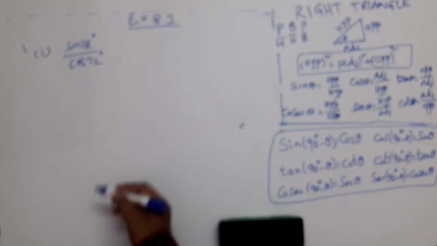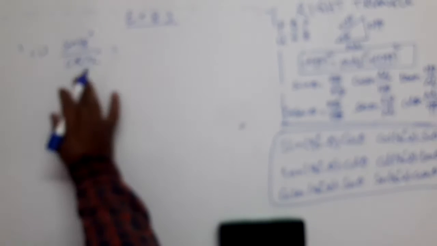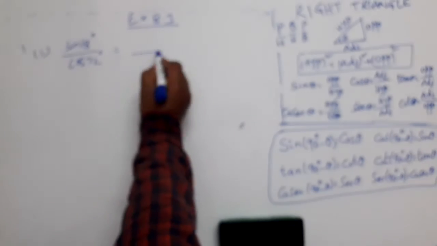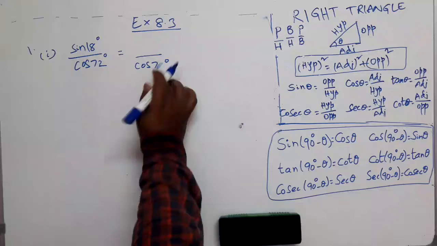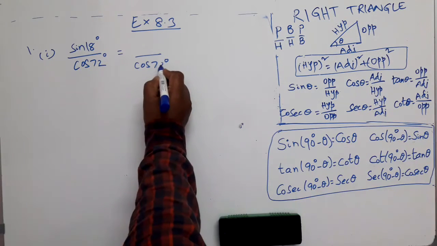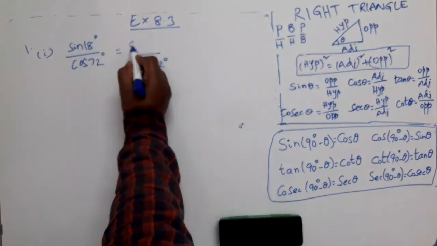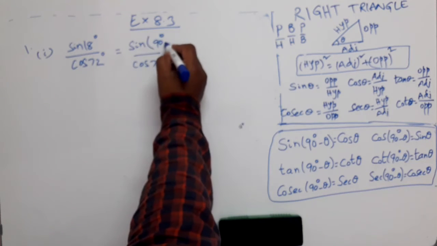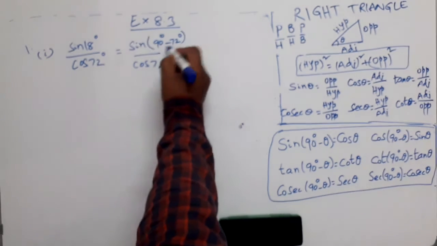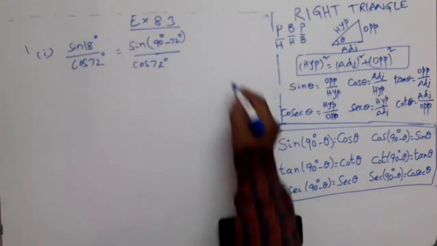Let us convert the numerator. Let us leave the denominator as it is. I am writing the denominator as it is. I am converting the numerator. See this, this is sine. I am replacing 18 degrees by 90 degrees minus 72 degrees. Can I write like that?